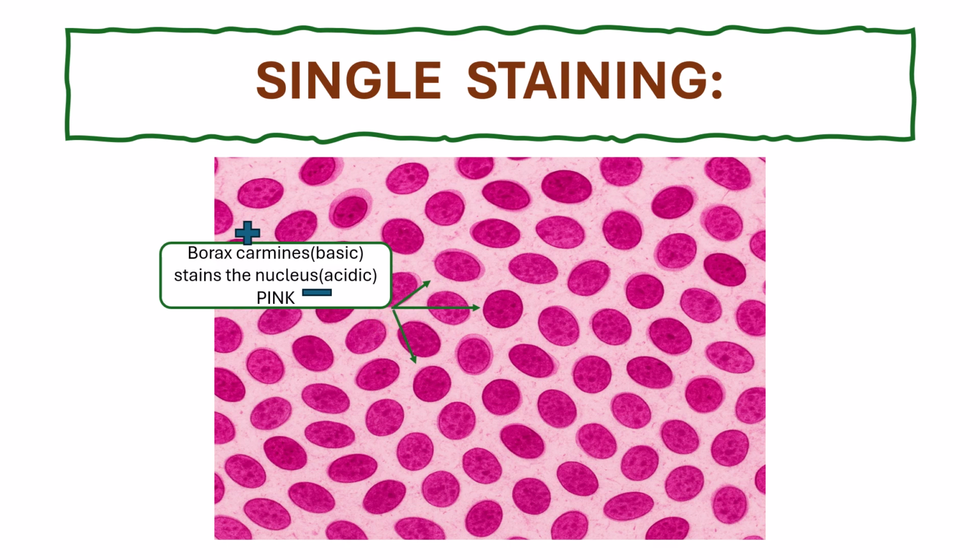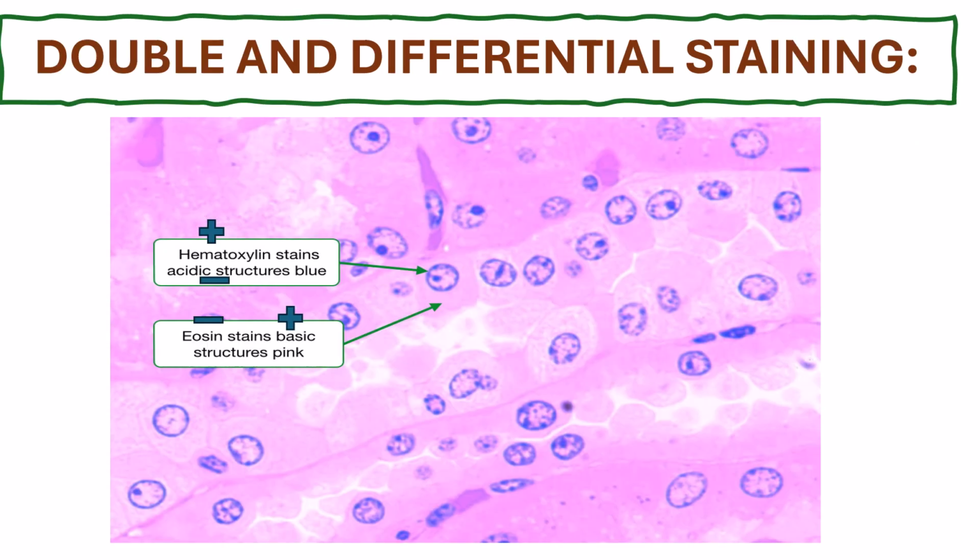So that's what is done in single staining. The second type of staining which we are going to study is double or differential staining. We have basically three types of staining.